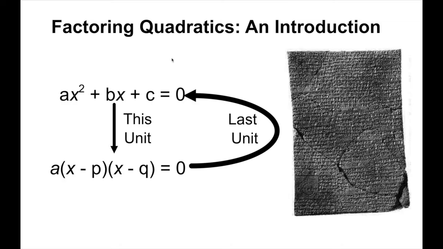So remember, last unit we saw three different types of quadratic forms. We saw standard form, which is what you see here up top. We saw vertex form, which we're going to revisit most likely next year. And we saw intercept form, which is the form you see down below.